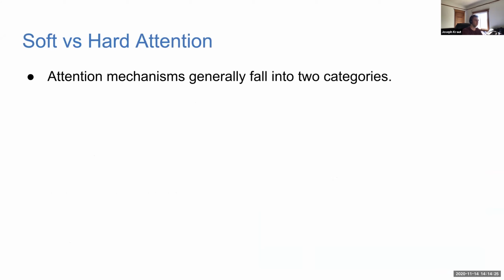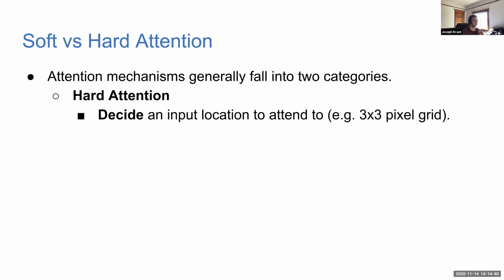Okay, so really attention mechanisms can be thought of in two separate ways, and they generally fall into these two categories. And we call those categories first hard attention and second soft attention. So hard attention is probably a little bit more intuitive. We decide an input location to attend to. So if we're working with an attention mechanism in the visual domain, we may decide a 3x3 pixel grid to attend to. And we just feed that 3x3 pixel grid into our model, and it does something with it.